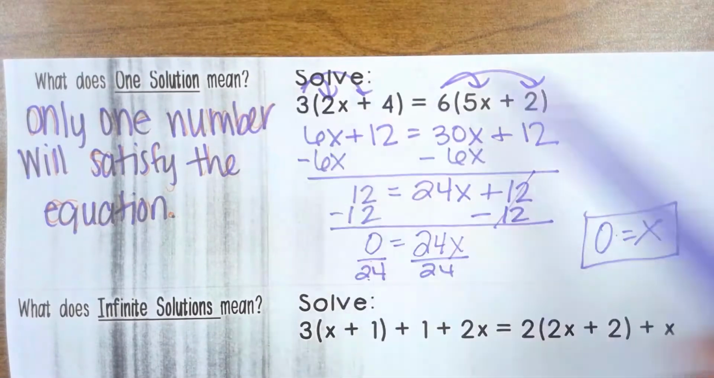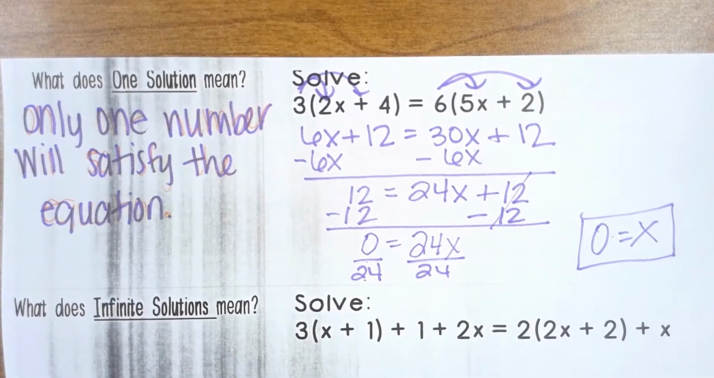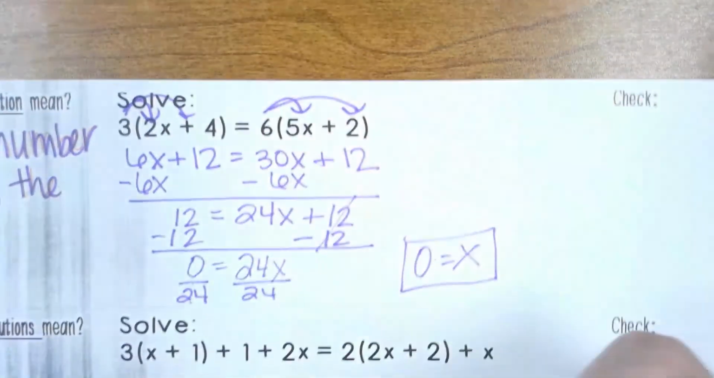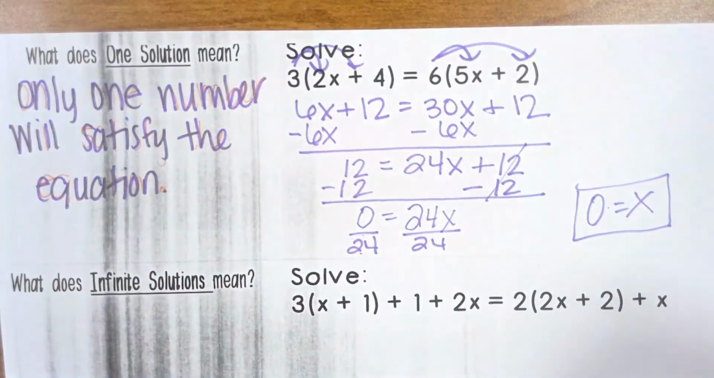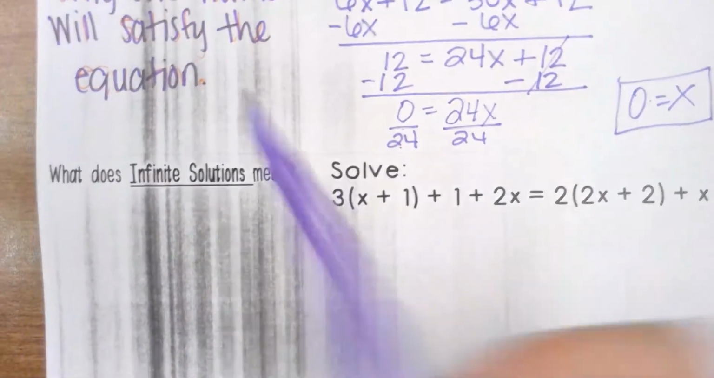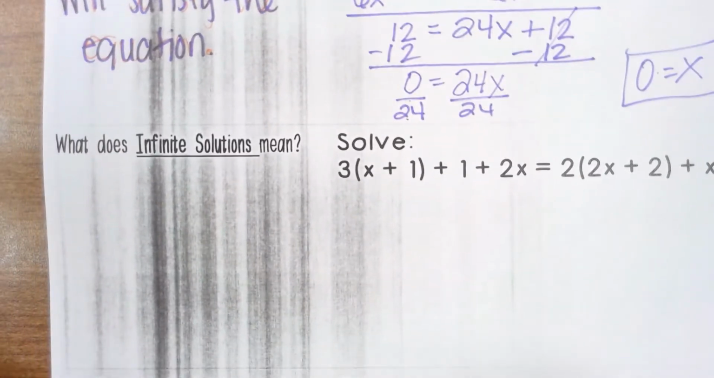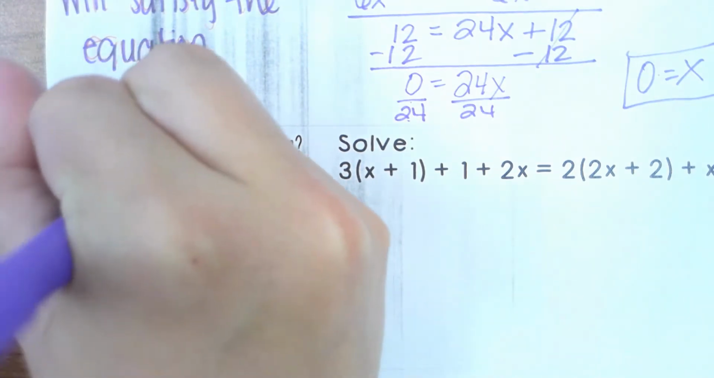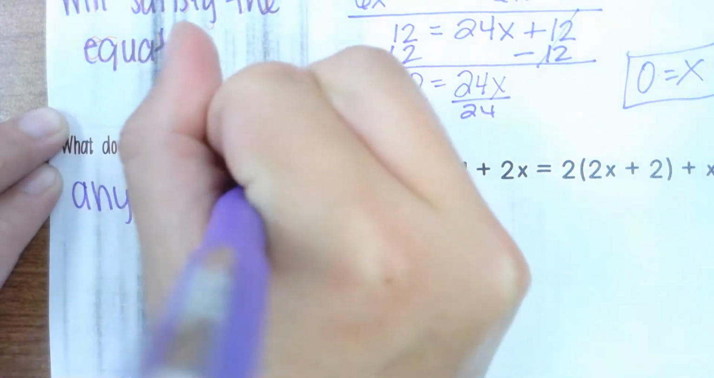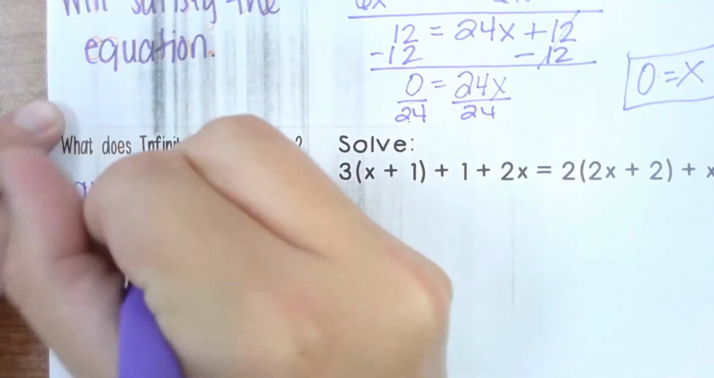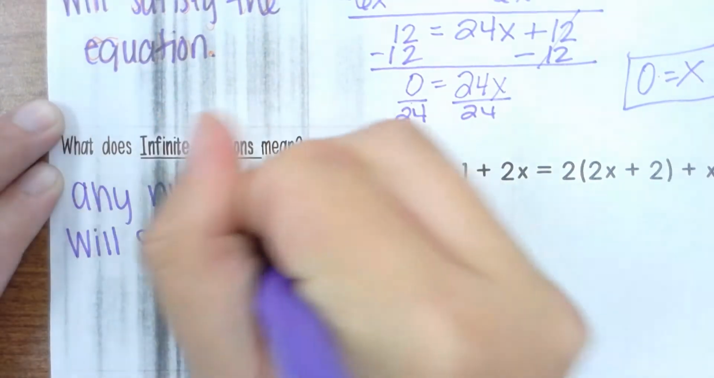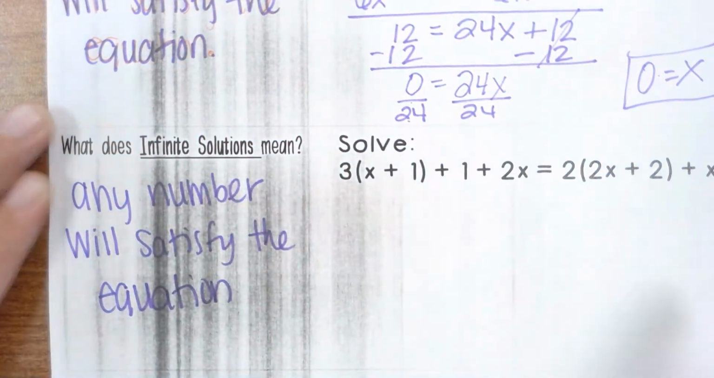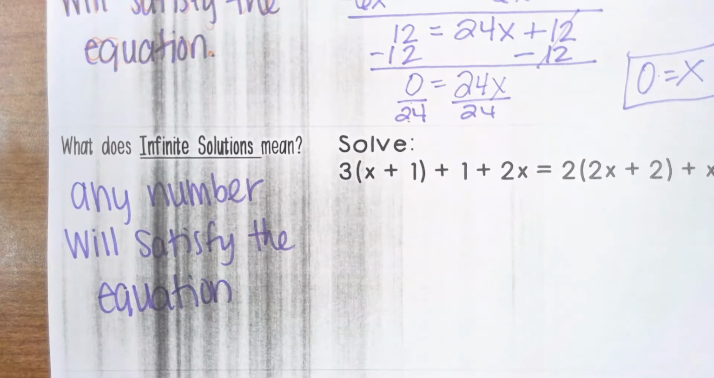If you were to plug in any other number, it would not make a true statement. Okay? And then you could check that by plugging 0 back into the equation and seeing if it does make a true statement or not. When you have infinite solutions, remember, infinitely many solutions mean that any number will satisfy the equation. So no matter what number you plug into this equation for all the x's, it will make a true statement.